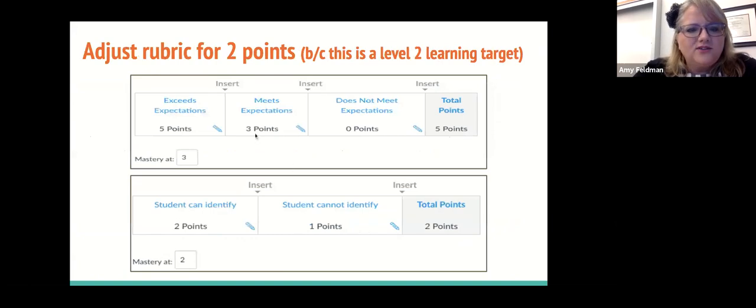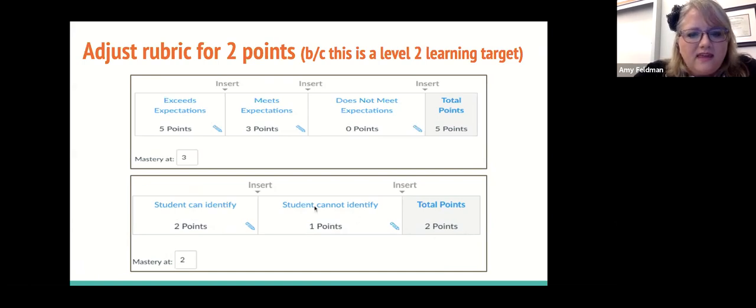Then you will have to adjust the rubric. This rubric, this top picture, is what Canvas gives you to begin with. But you can change it. And since we're working on level 2, I want my rubric to be out of 2 points. Okay, and I'll explain this as we move on. Hopefully this will all click as we move on. So I'm going to change my rubric for this one learning target to be student can identify, student cannot identify, and it's out of 2 points.